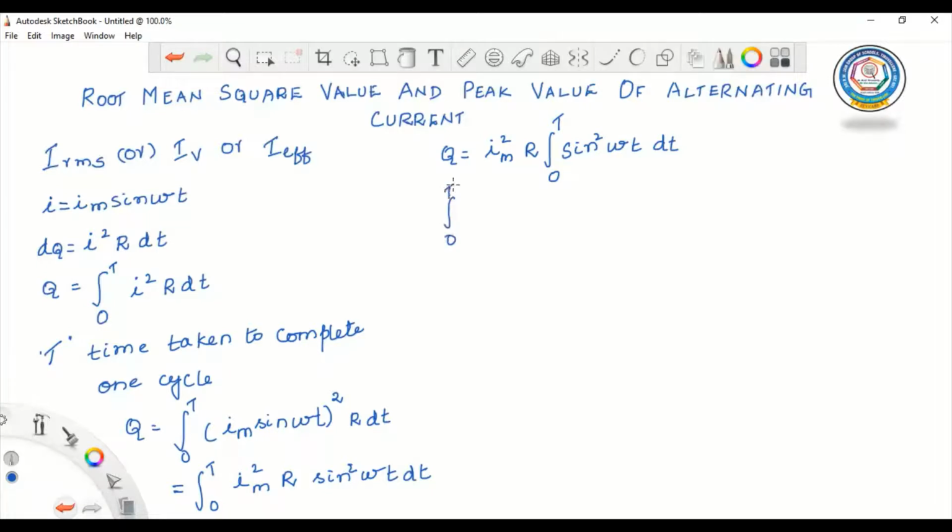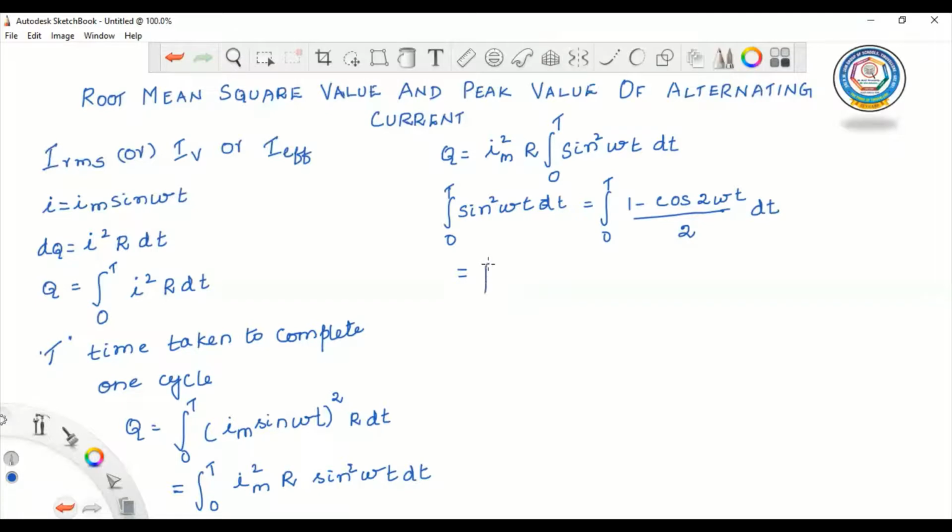Integral, let us integrate it. Sine square omega t into dt. Because we are going to integrate it now, integral 0 to t, sine square omega t can be written as 1 minus cos 2 omega t divided by 2. This is the trigonometric formula, you are familiar with that. Okay, so now let us integrate this. So actually 1 minus cos 2 omega t by 2, right?